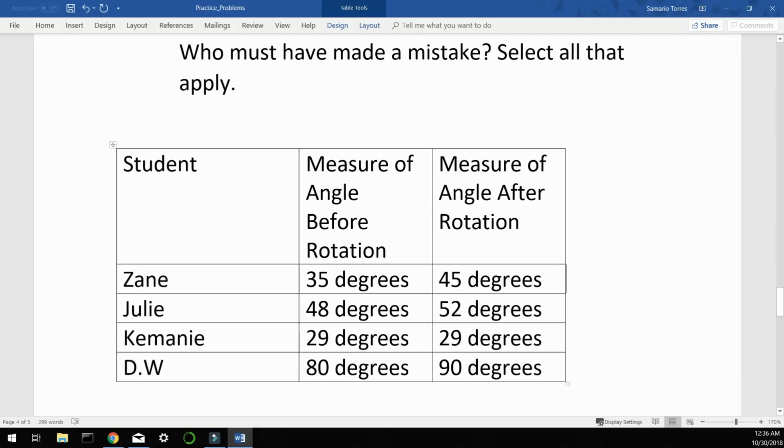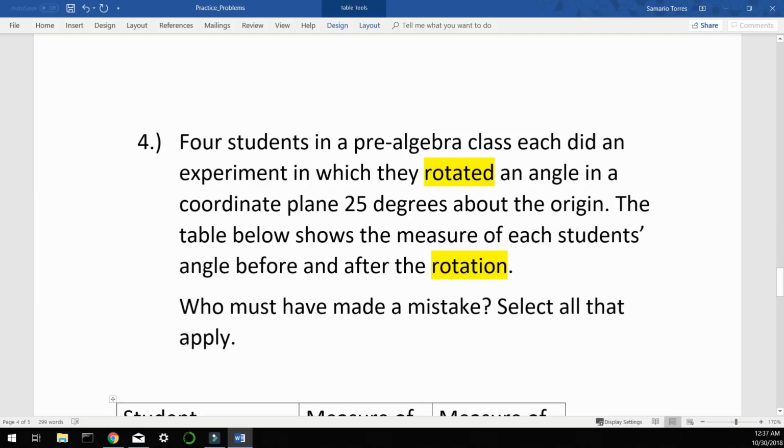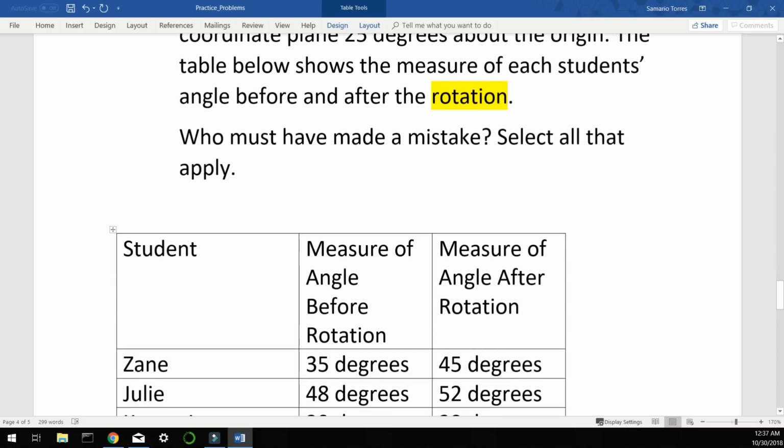What did Kamani say? Kamani started out with an angle that's 29 degrees. He rotated and still got 29 degrees. That's right. So right now Kamani is the only one who's right. Next we have DW. DW started out with 80 degrees for the original angle, and then she ended up with 90 degrees. That's also wrong, because no matter how much you rotate, you're still going to end up with the same angle.